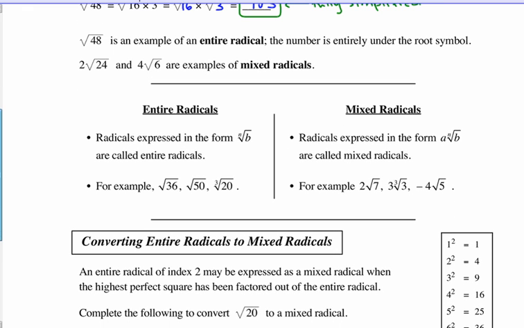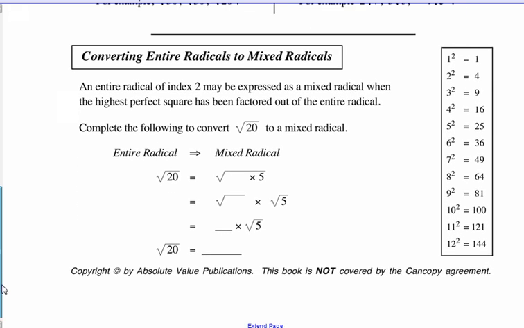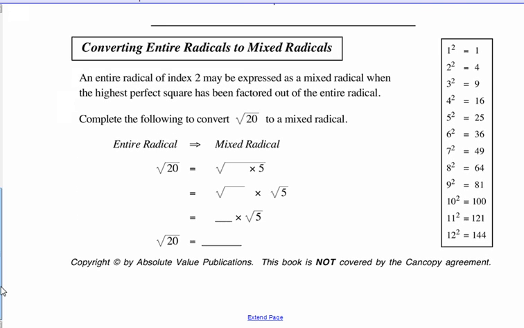So radicals expressed in the form nth root of b are examples of entire radicals, and the ones with a coefficient in front are called mixed radicals. So how do we convert an entire radical to a mixed radical? Well, this is where we want to use that perfect square chart. Remember, we want to write that down on our study sheets and have it available.